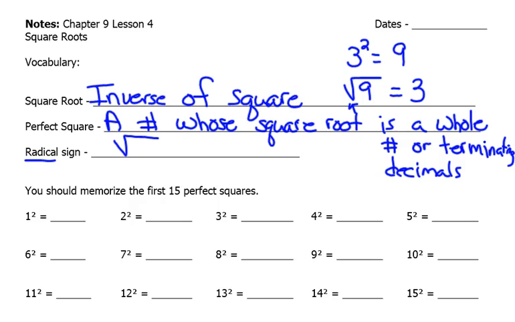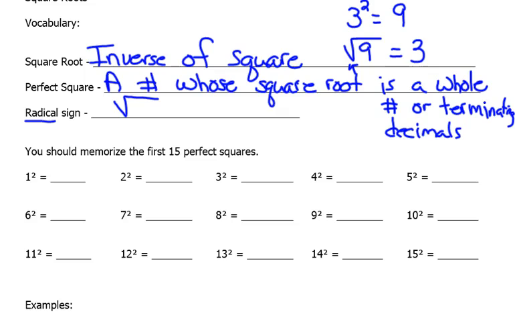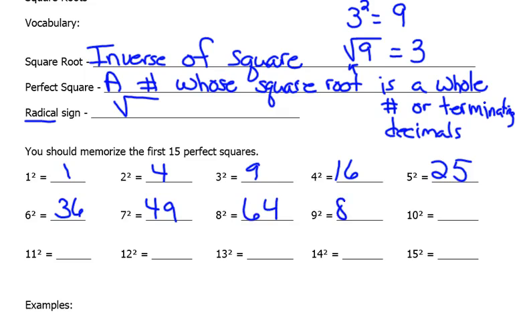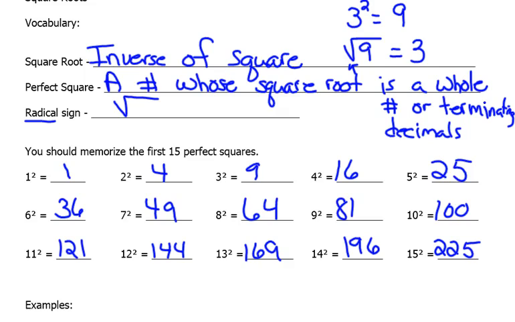So we're going to go through and make this list, and we've been dealing with some of these right away anyway. But 1 squared is 1, 2 squared is 4, 3 squared is 9, 16, 25, 36. I'm going to stop talking and just fill those in. Most of you know up to 100, which is great. And then we have 121, 144, 169, 196, 225.